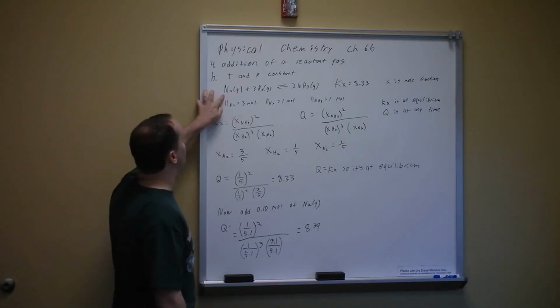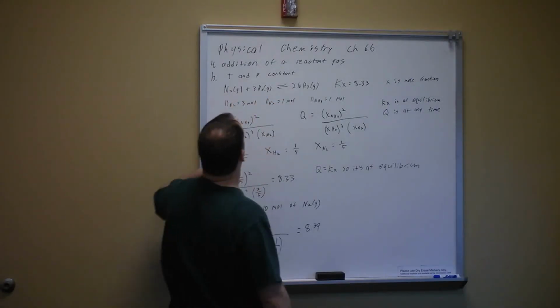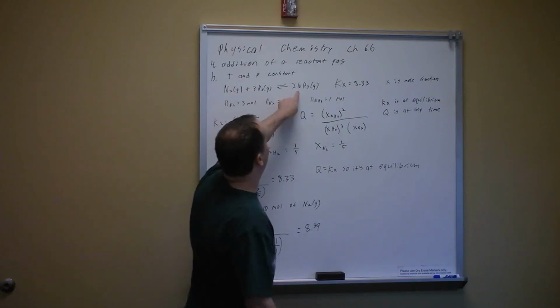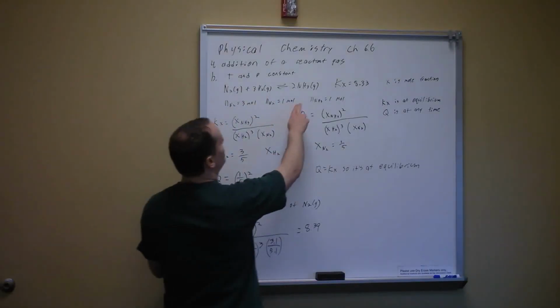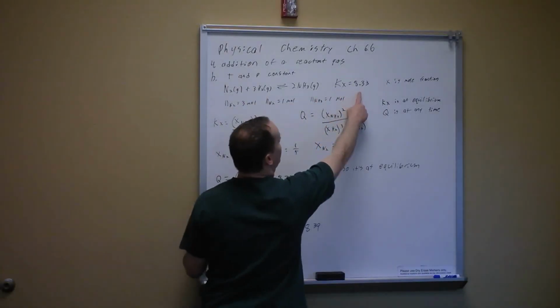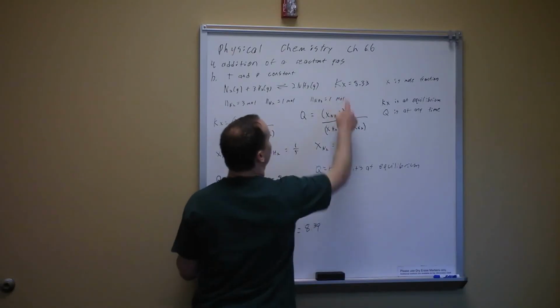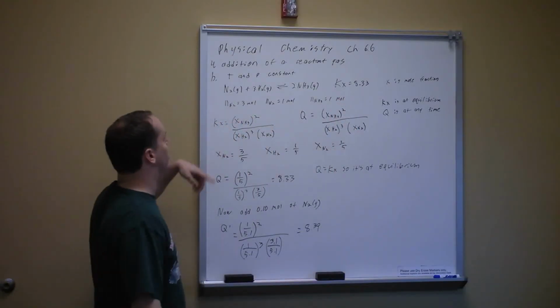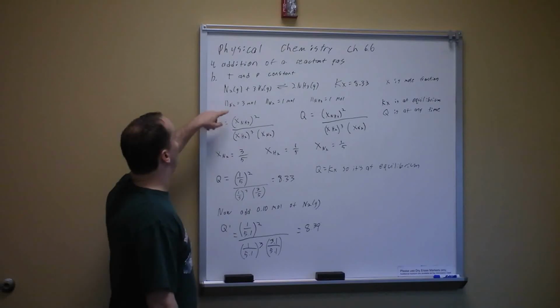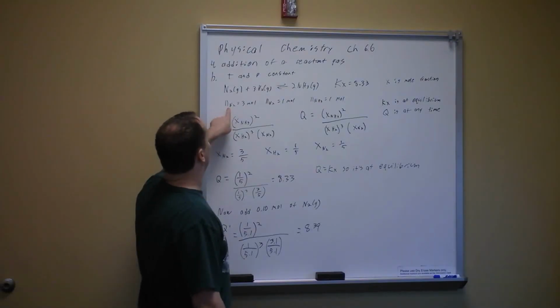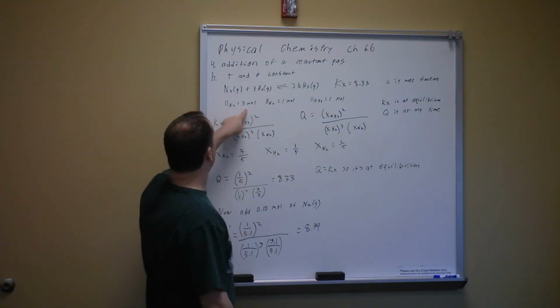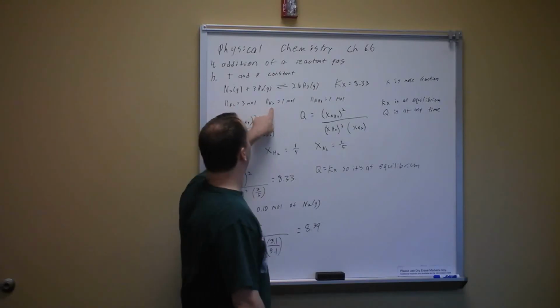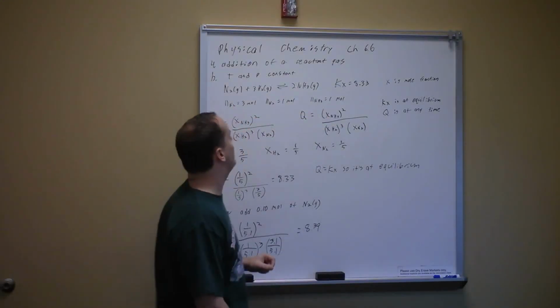Again, we're going to use nitrogen plus hydrogen to get ammonia. Remember, it's going from 4 moles to 2 moles. For this particular reaction, Kx is equal to 8.33. Remember, X is mole fraction, so that's the mole fraction equilibrium constant. So we're going to start with 3 moles of nitrogen, 1 mole of hydrogen, and 1 mole of ammonia.